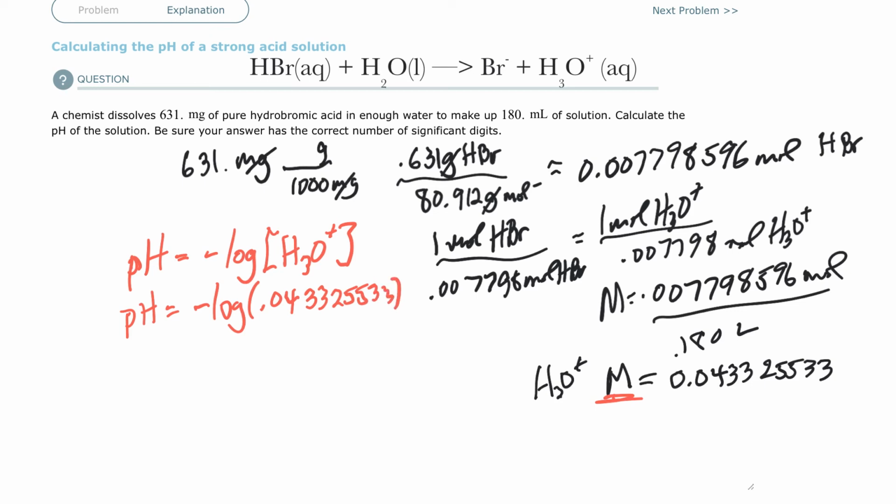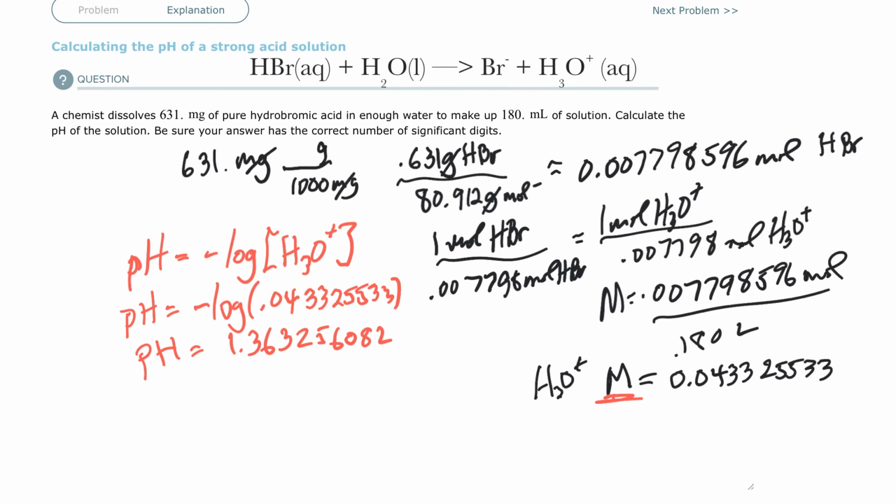So I put that in, I push log, then I push negative to take it off, and you'll see that the pH is 1.363256082. Now, how many significant digits are we talking about? Okay, there are 3 significant digits here, and there are 3 significant digits here.